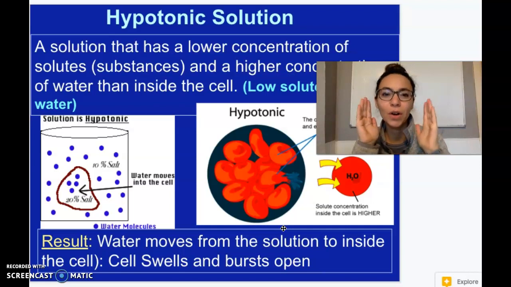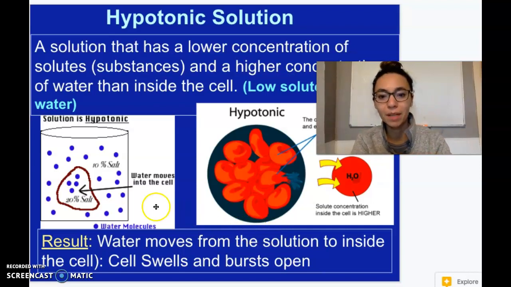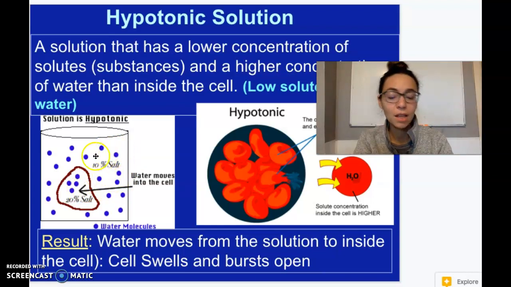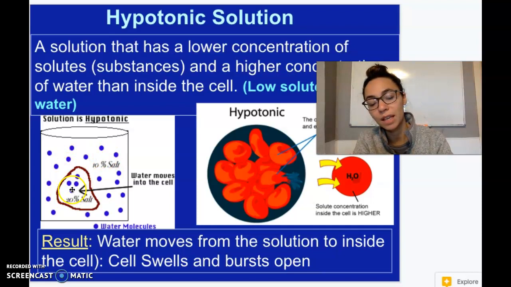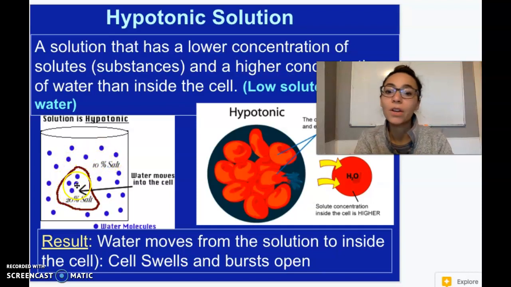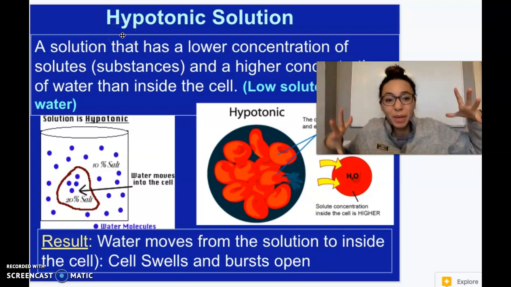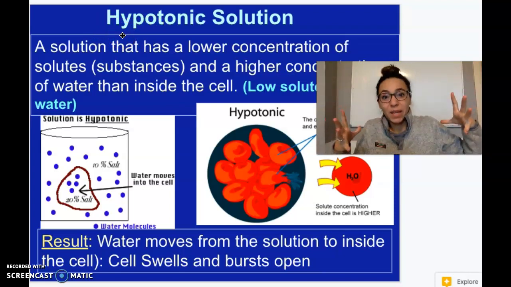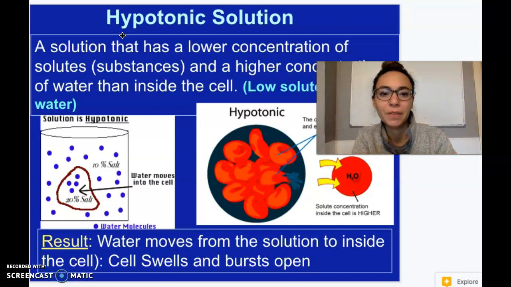Unless it's a plant cell with a hard cell wall that prevents that from happening. But animal cells can actually burst when this happens, so it can be dangerous. Okay? Another way to think of it is there's a higher water concentration outside the cell, lower water concentration inside the cell, so water is moving from a higher to a lower concentration of water. One last way I like to remember this, hypo sounds like hippo, right? And hippos are big and fat, so this makes the cell get big and fat like a hippo. Fun way to remember it.